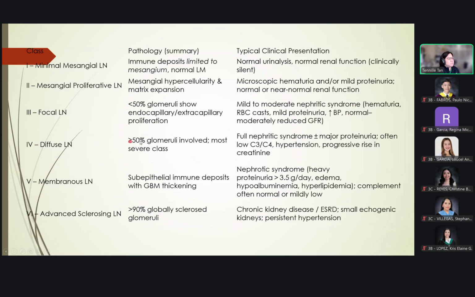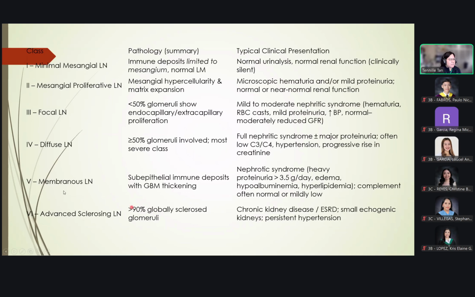So diffuse, meaning at least 50% of the glomeruli are involved, is usually called the most severe class, aside from, of course, class 6, which is sclerosing. So 3 and 4 are what we call active disease. For class 4, it's full nephritic syndrome with or without major proteinuria. Often the patients will have low complements, C3 and C4, hypertension, and progressive rise in creatinine.